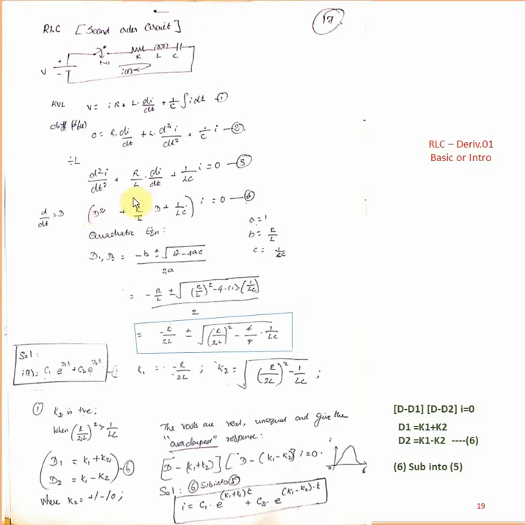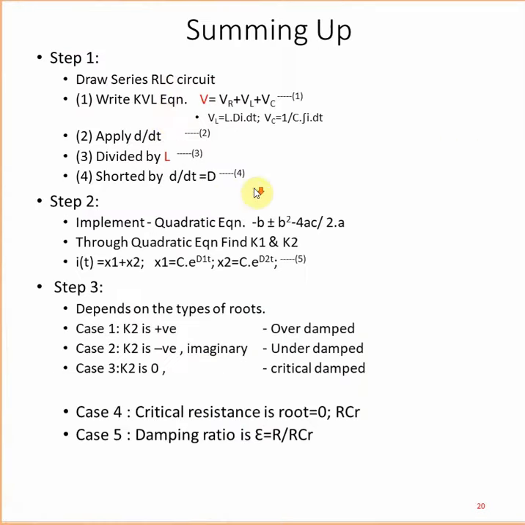So what is a constant? I is a constant. I will move it outside. This is equation number 4. So four equations are completed. Equation 1 is KVL, equation 2 is applying d by dt, equation 3 is divide by L, equation 4 is shorthand where d by dt is replaced by D, that's all. So that is over for step number 1.